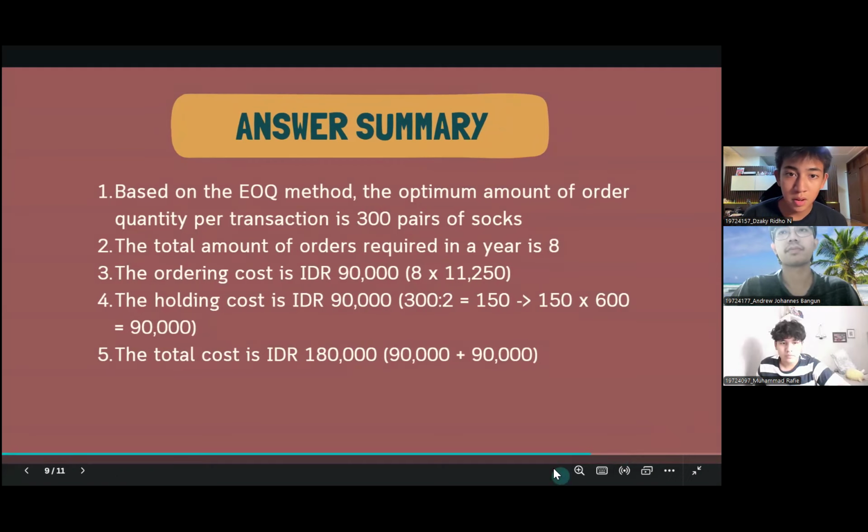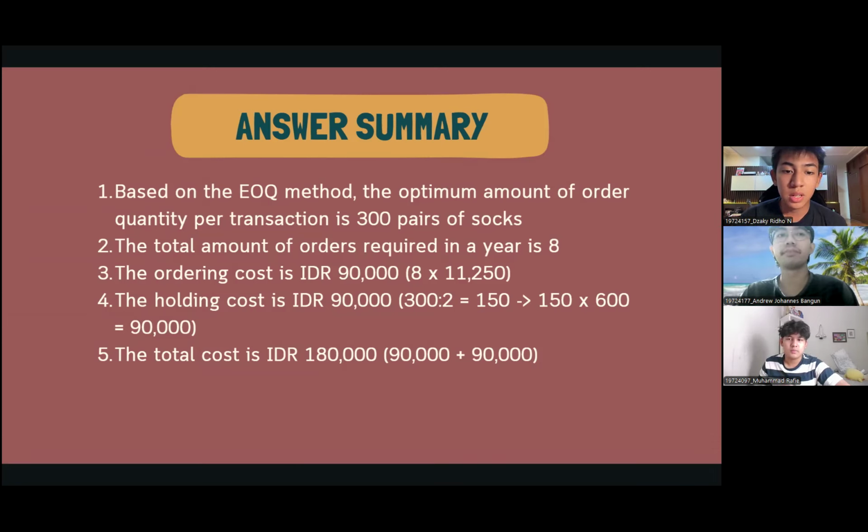Okay, for the answer summary, based on the EOQ method, the optimum order quantity per transaction is 300 pairs of socks. The total number of orders required in a year is 8. The ordering cost is 90,000 and the holding cost is 90,000. And the last one, the total cost is 180,000.